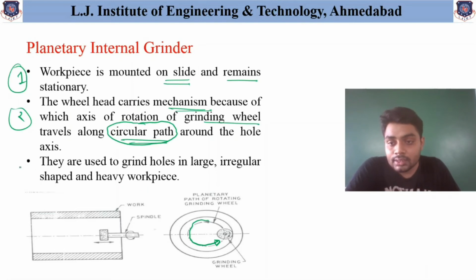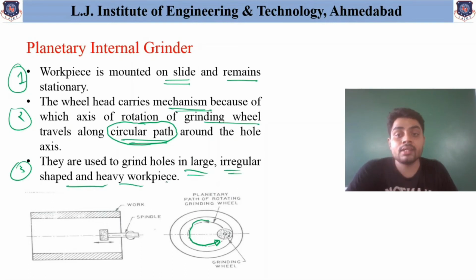And the second one is that they are used to grind holes in large, irregular shaped and heavy workpieces. This planetary internal grinder is used for large, irregular shaped and heavy workpieces, whereas this plain internal grinder is used for smaller workpieces and easy machining operations. So this is the basic difference that we have discussed in the case of these plain and planetary internal grinders.